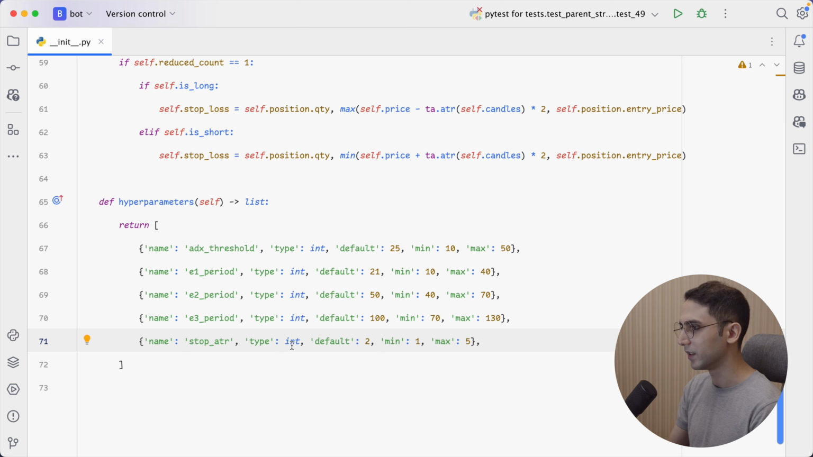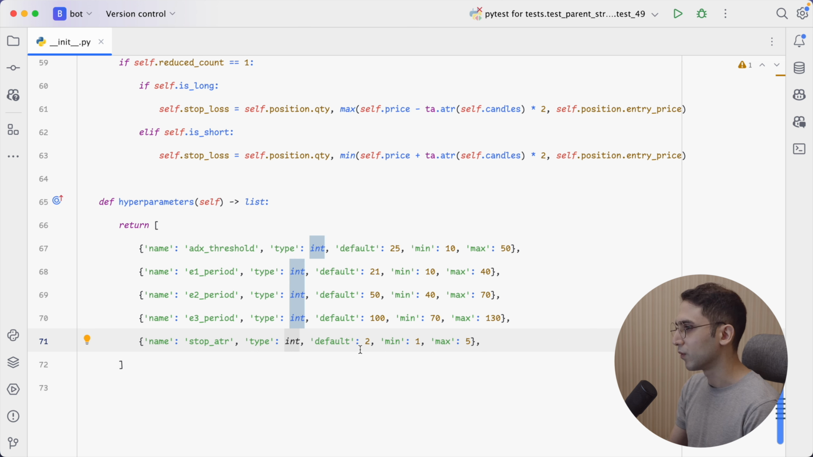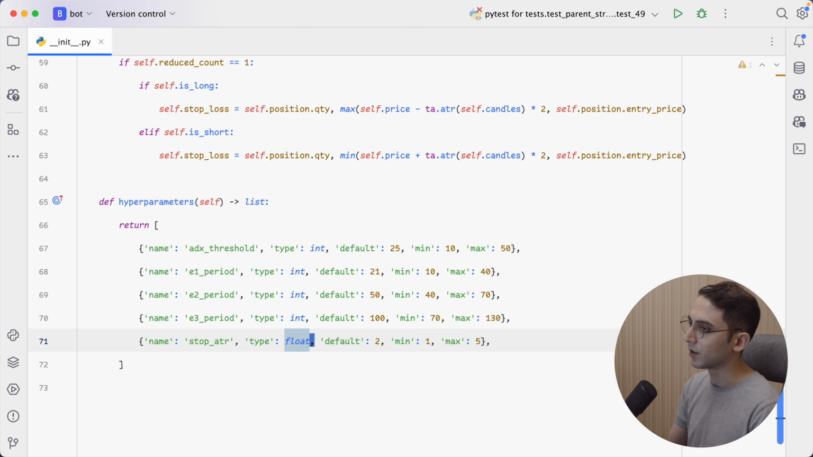The type of it is still int. Actually, for this one, I don't want the type of it to be int because we don't just want it to be 2 or 3 or 4. Values such as 2.1, 2.2, these are actually perfect for this use case. So instead, I will give it the type of float. The default is 2. The minimum is 1 and the max is 5. Actually, 5 is a bit too much for my stop loss. I don't like it. 3.5, I believe, is good enough for me.